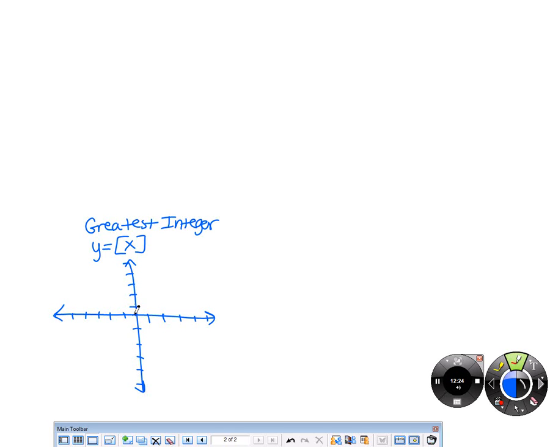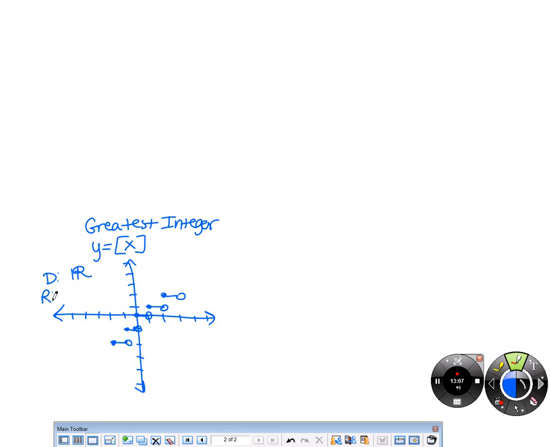So the parent function is going to have a step that goes like this, and then jumps up 1, this, jumps up 1, this. And the steps go forever in both directions. Okay? What is the domain of the greatest integer function? Still all real numbers. You can plug any number you want into here. You have to figure out how to round it properly, but you'll always get an answer. So the domain is still all real numbers.